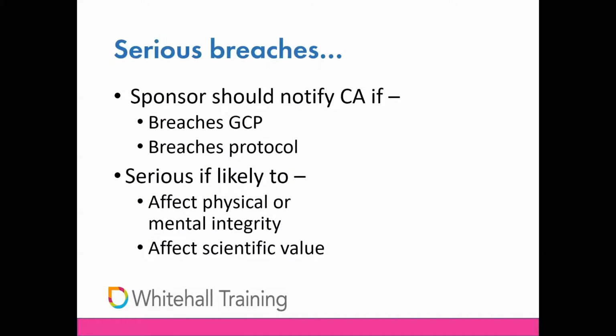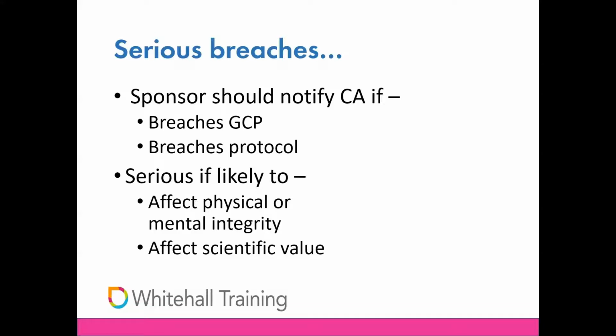The sponsor of a clinical trial should notify the licensing authority in writing if there's any serious breach, and this includes breaches of the conditions and principles of GCP in connection with a trial, or breaches of the trial protocol. And they need to inform the licensing authority within 7 days of becoming aware of that breach, which is why it's so important to have the information flow from the lab to the sponsor in a very efficient and controlled way.